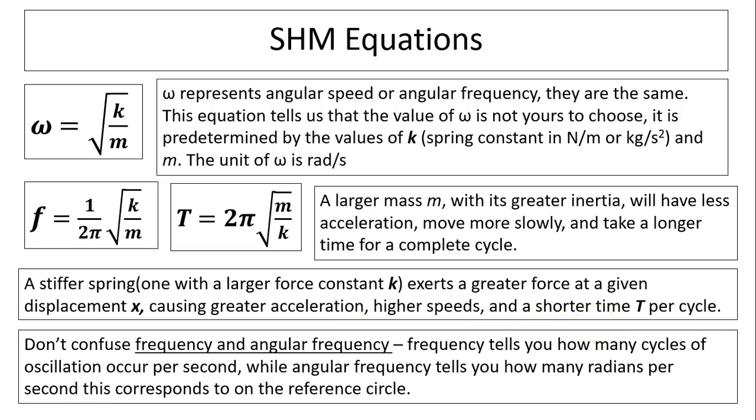Don't confuse frequency and angular frequency. Frequency tells you how many cycles of oscillation occur per second. Angular frequency tells you how many radians per second this corresponds to on the reference circle.